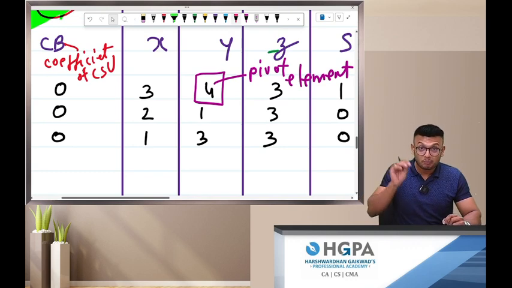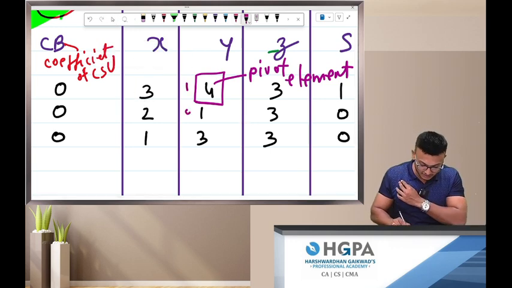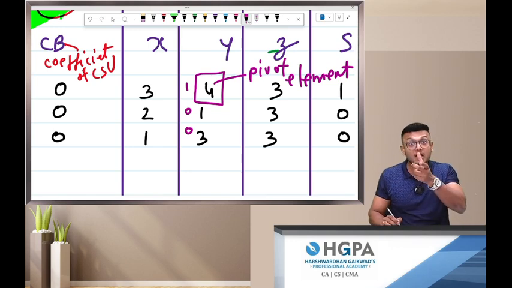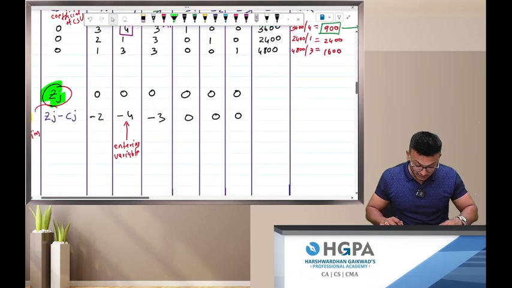I need to bring 1 over there. So this has to be 1, and the other elements which are non-pivot, this has to be 0 and 0. We need to convert that. So it has to look like this: 1, 0 and 0. But first we'll find out whether the solution is optimal or not.